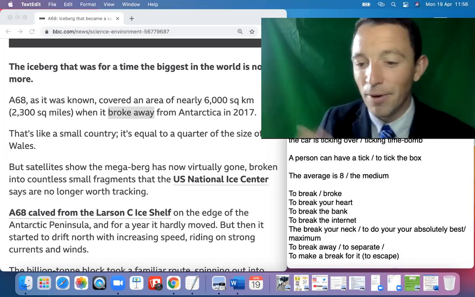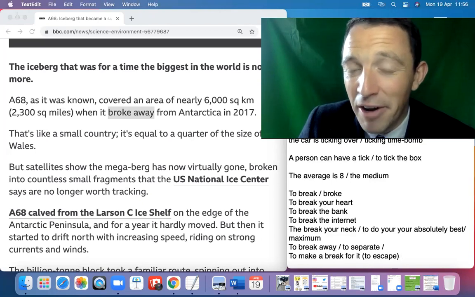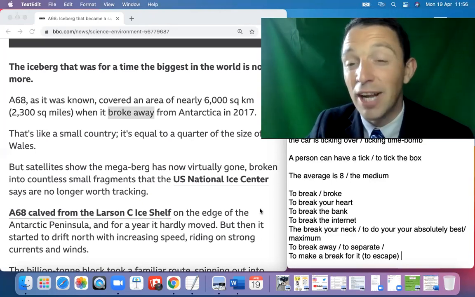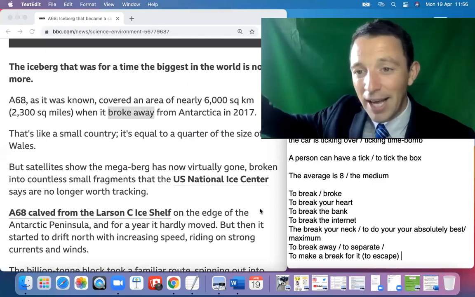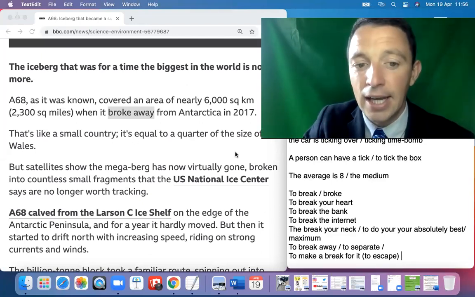They try to escape, okay? So it's a big verb, it's very frequent and it's very, very important. And here it's in relation to the iceberg, breaks away, it separates from the principal iceberg, okay?